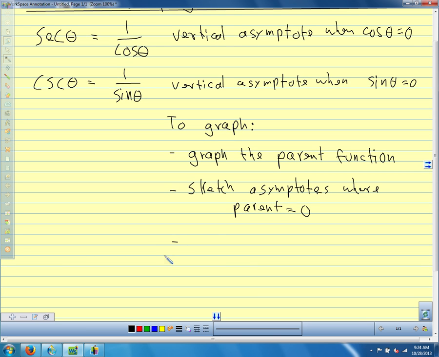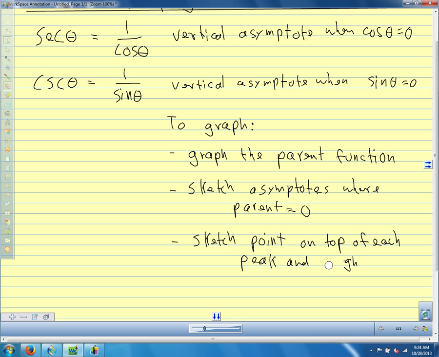Then we're going to put a point, a maximum or a minimum, on top of each peak and at the bottom of each valley, or trough. It would be the top of each peak and the bottom of each trough. And then all we have to do to complete our graph is sketch the graph between the asymptotes.